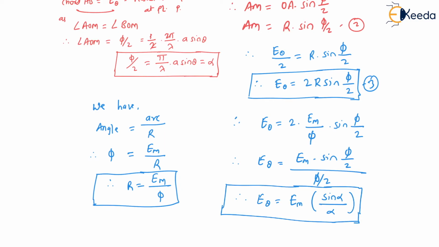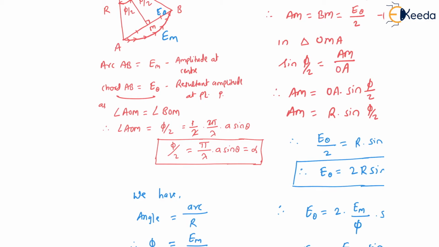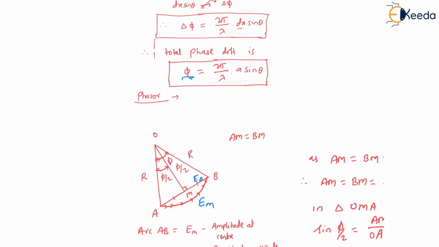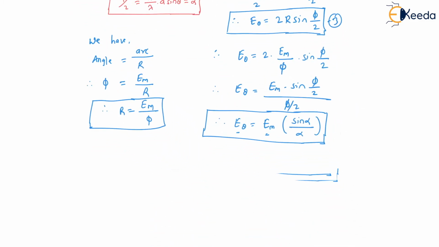So this is the equation of resultant amplitude in terms of maximum amplitude, or the amplitude of the central band. Alpha is again phi by 2, and phi is a phase difference. We can convert it into a path difference also, because we all know that phi equal to 2 pi by lambda into a sine theta, and this a sine theta is nothing but the path difference. So we can easily convert phase difference and path difference. So this is the equation for resultant amplitude.